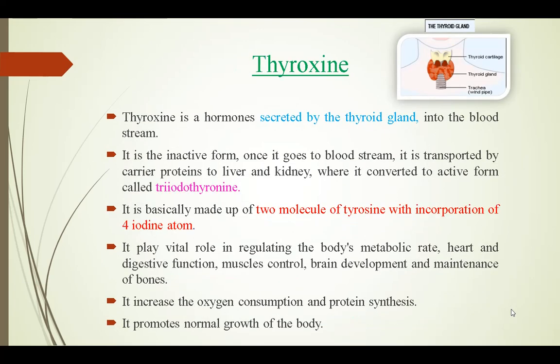Thyroxine. Thyroxine is a hormone secreted by the thyroid gland into the bloodstream. It is the inactive form. Once it goes into the bloodstream, it is transported by carrier proteins to the liver and kidney, where it is converted to the active form called triiodothyronine. It is basically made up of 2 molecules of tyrosine with incorporation of 4 iodine atoms.